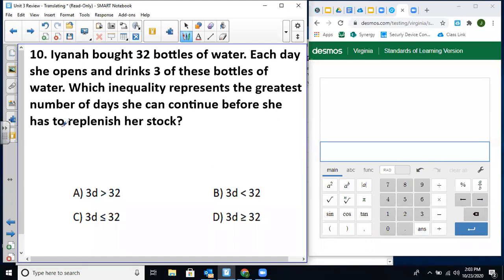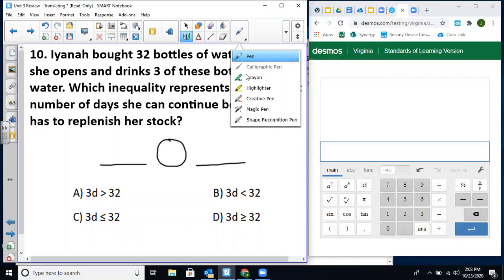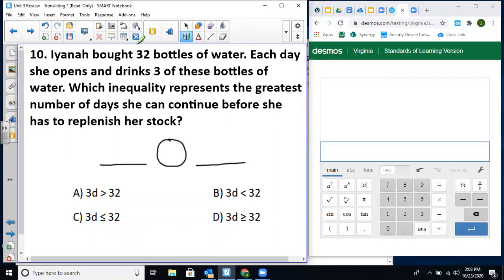All right, let's look at this one here. Ayana bought 32 bottles of water. Each day she opens and drinks 3 of these bottles of water. Which inequality represents the greatest number of days she can continue before she has to replenish her stock? Okay, so I'm going to write this with a circle in the middle with my 2 sides of the inequality. Now, let's go back with our highlighter and let's highlight the pieces of important information so we can fill this in.